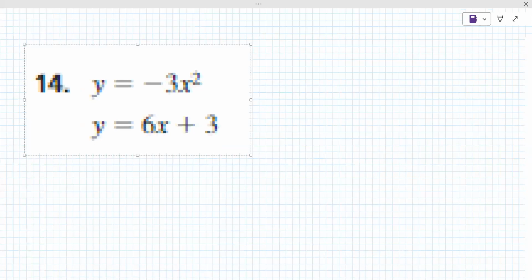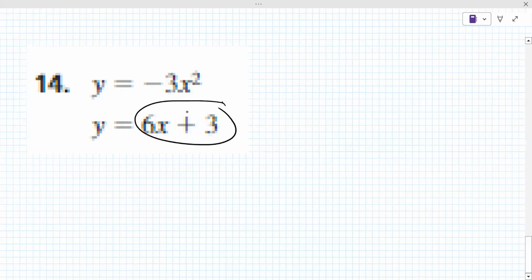While linear systems you often solve with elimination, most nonlinear systems, and that's what you have here, are solved by substitution. So what that means is you're going to take one equation and put it in for the other. Like in this case, you can put 6x plus 3 in for y. So this becomes 6x plus 3 equals minus 3x squared. And now it looks like a problem you've been doing for months now, which is how do you solve a quadratic equation?